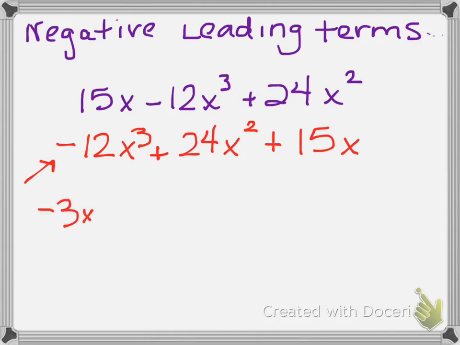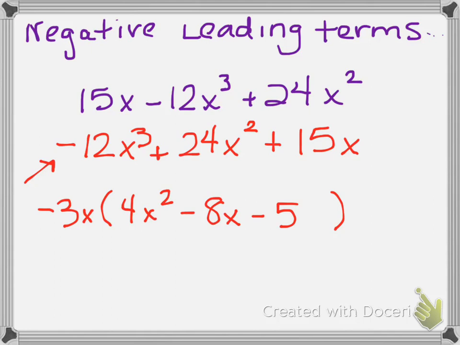So the GCF of those 3 terms is 3x, but since I have a negative leading coefficient, I want to pull out a negative 3x. And then I'm going to divide each of those terms separately by negative 3x. So I'm going to get 4x squared minus 8x minus 5. See that? All right. So how you know whether to pull out the negative or not is to take a look at your leading coefficient. If your leading coefficient is negative, please make sure you pull out the negative as well as the GCF.